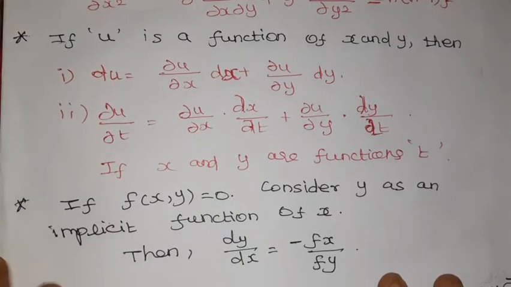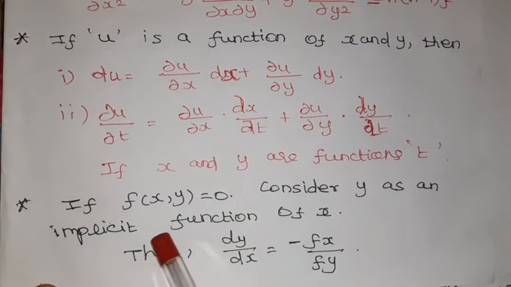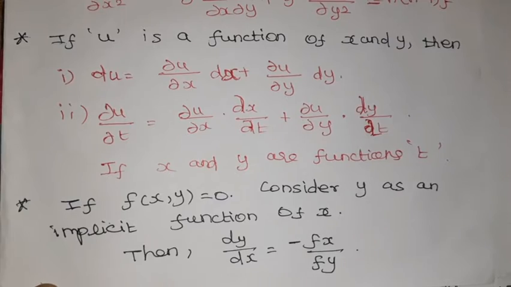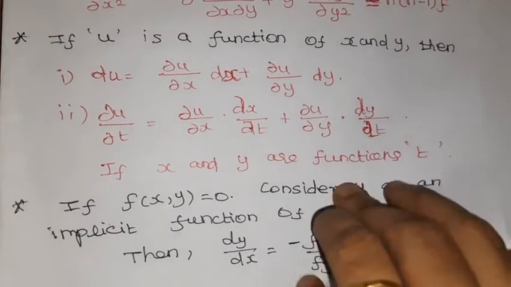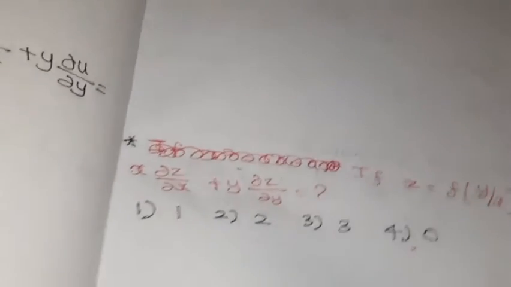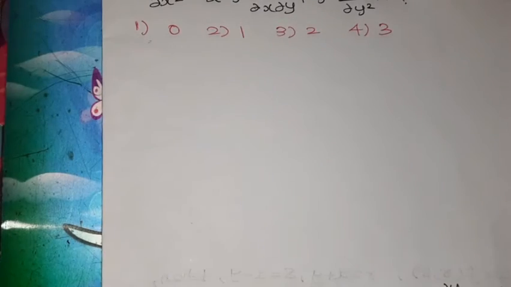Then implicit function: if f of x comma y equals 0, consider y as an implicit function of x, then dy by dx equals minus fx by fy. We will solve a few problems, then we will get an idea.